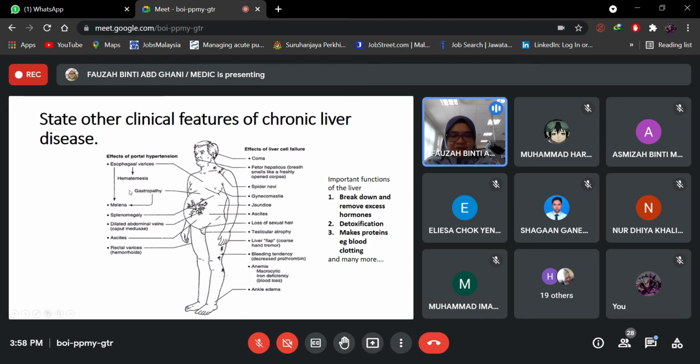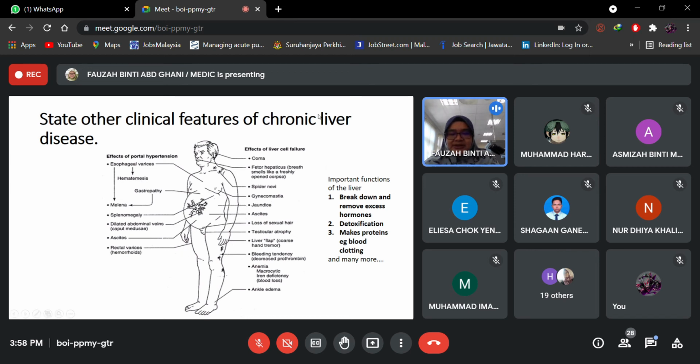Not only the abdominal veins are dilated, but you can also have dilatation of other veins, like varicose veins or rectal veins. Rectal vein dilatation, or rectal varices, is what is known to us as hemorrhoids. So that can be one of the manifestations of portal hypertension.